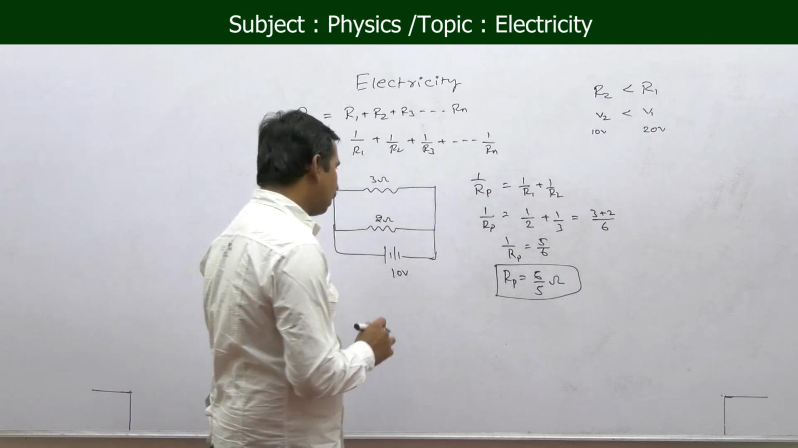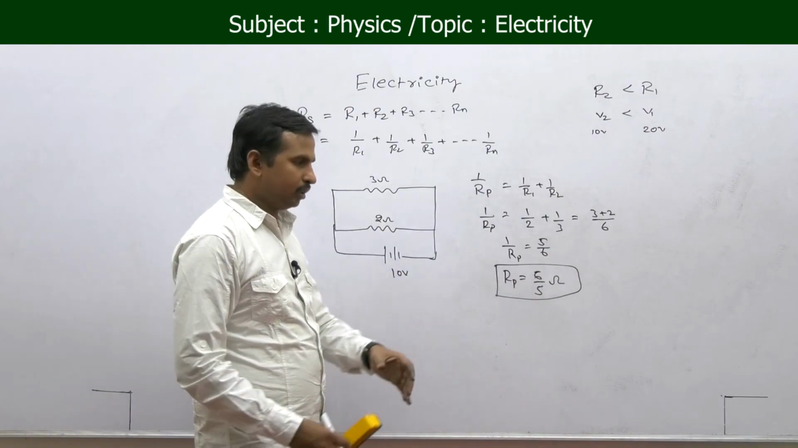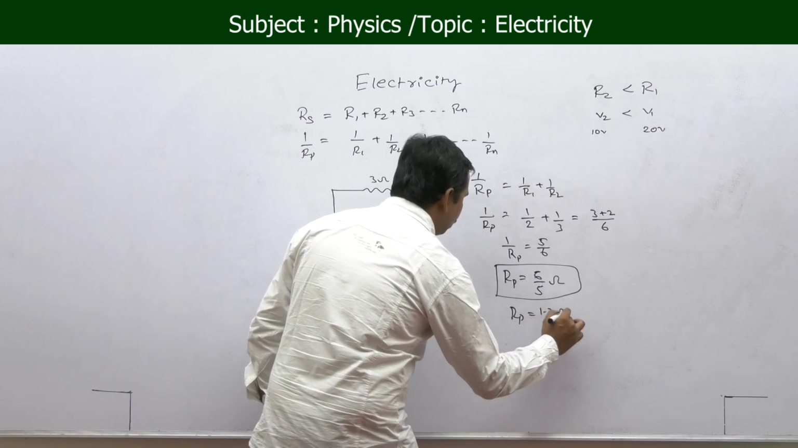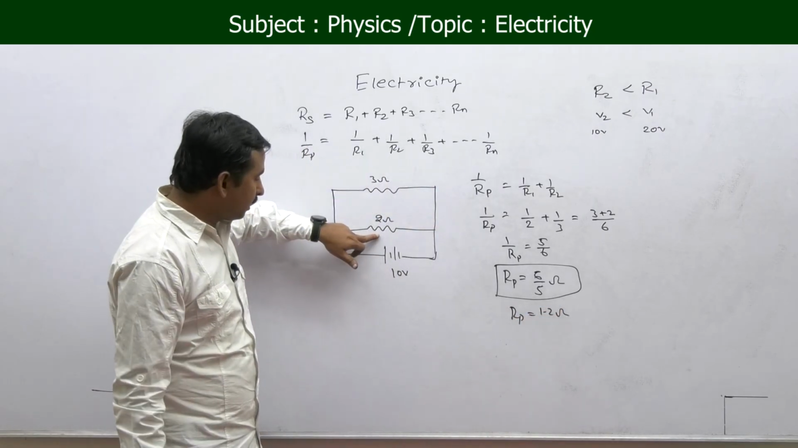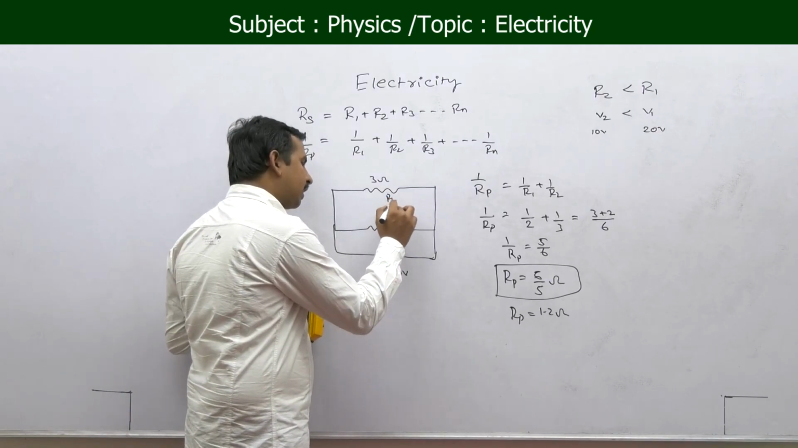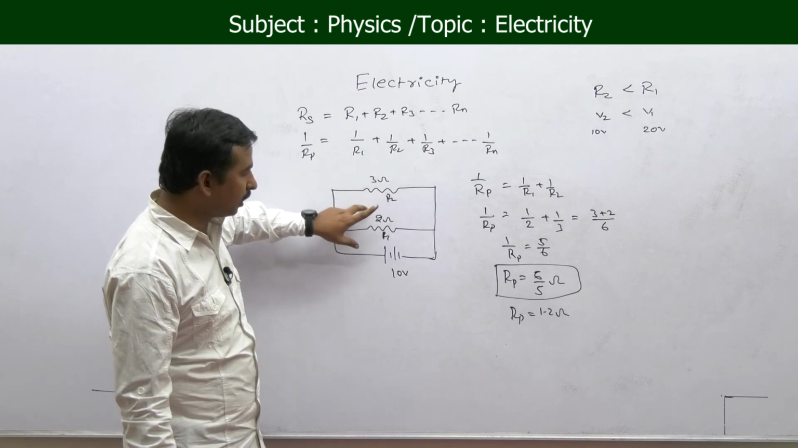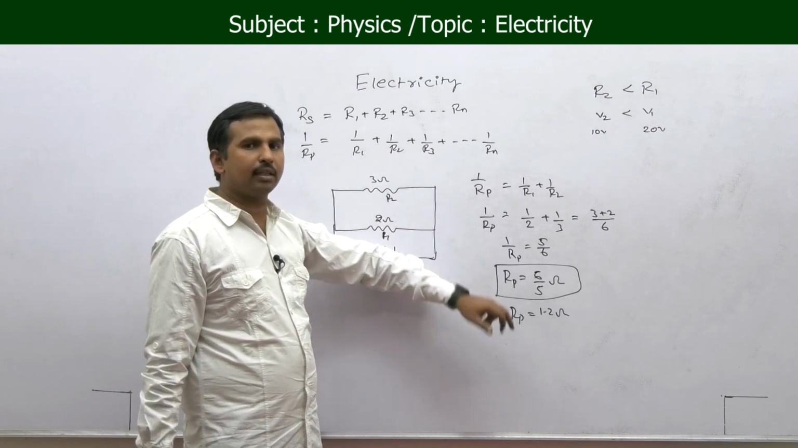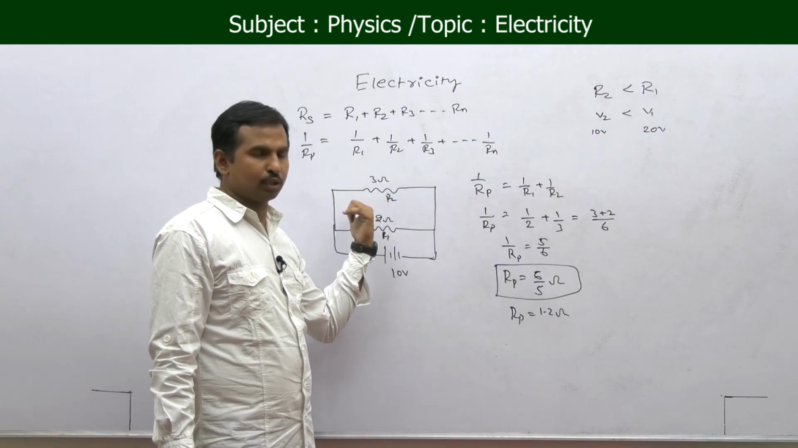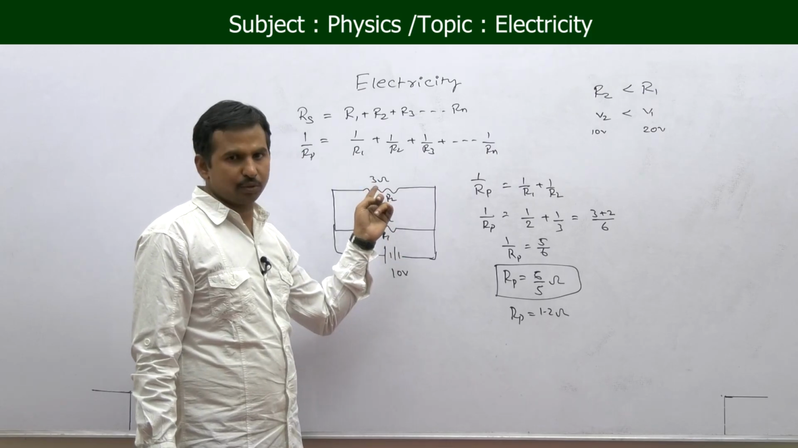Another important thing to observe: 6 by 5 is 1.2, so we got the Rp value as 1.2 ohms. If you observe, the first resistance is 2 ohms and the second resistance is 3 ohms. This Rp value is less than both of these individual resistances, as we saw before for the parallel connection. This is 1.2, and these are 2 ohms and 3 ohms.